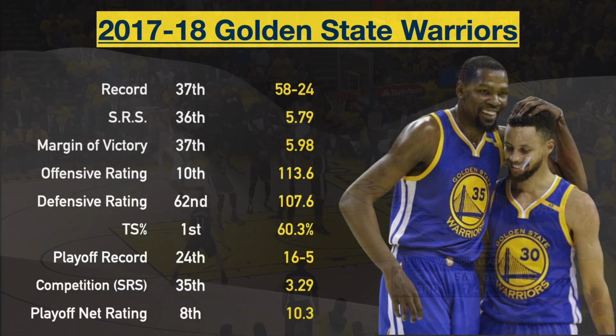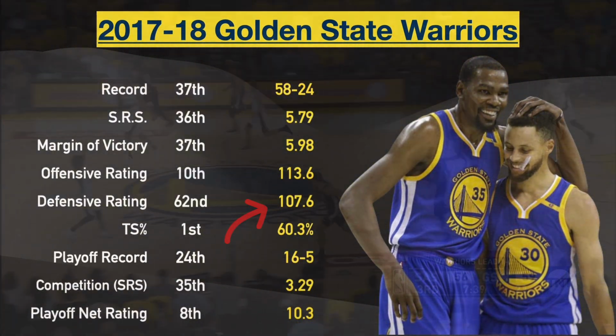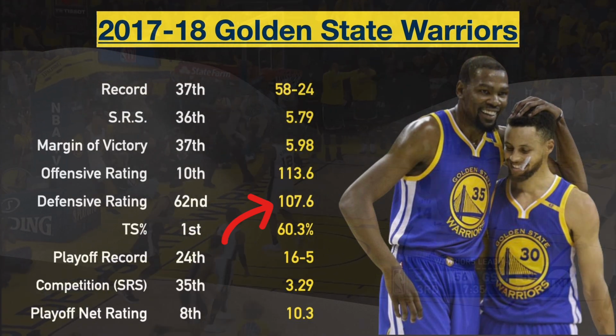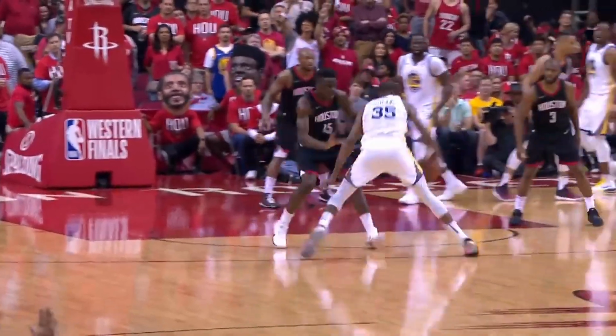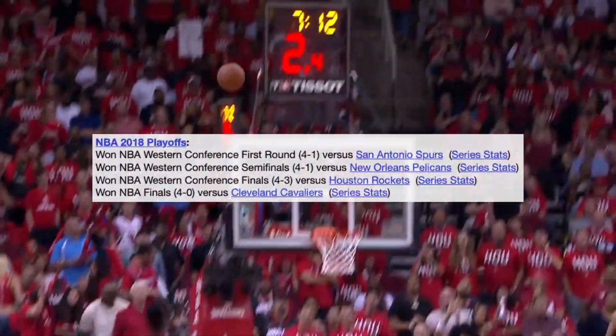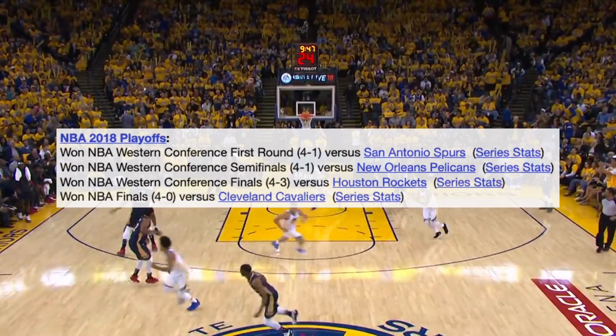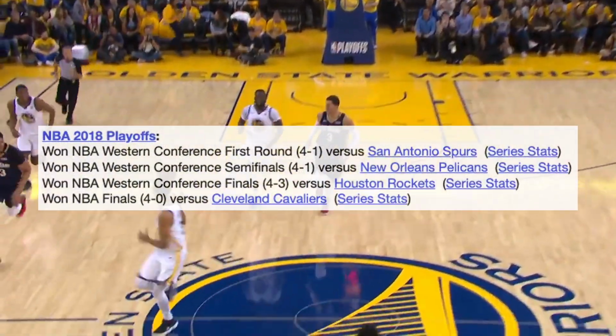Their defense wasn't great compared to the rest of the list. They had a very high 107.6 defensive rating, which placed them 3rd last all time. The Warriors in 2018 finished with a 58-24 record, beating the Spurs in the first round, Pelicans in the second round, beating the James Harden-led Rockets in the conference finals, and they swept the Cavs with LeBron in the finals.